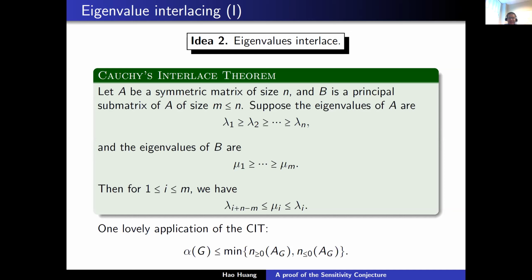Let me say one more thing, about why this is called the interlace theorem. If you take m equals n minus 1, then you have lambda 1 greater or equal to mu 1 greater or equal to lambda 2 greater or equal to mu 2, and so on. And the eigenvalues interlace nicely.